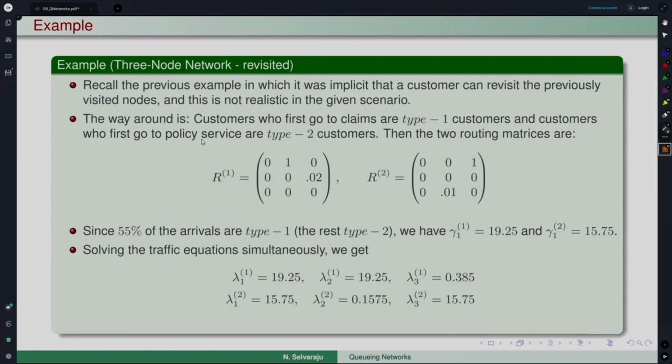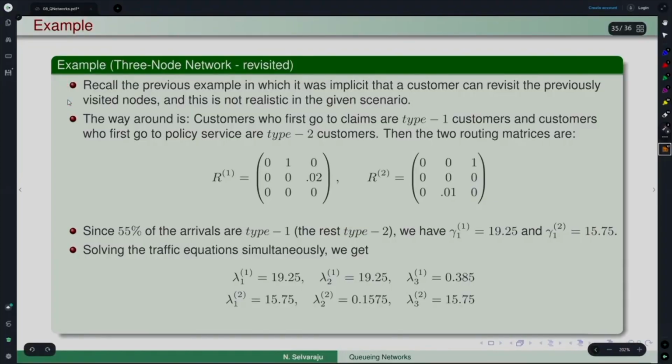So, he can revisit the previously visited node, but that is not realistic in the given scenario. Probably you would have understood that they will not be able to come back once you reach the service operator, when you are talking to them in person. Probably you may have to call again, that is the natural scenario. So, what we had implicitly may not be a realistic situation.